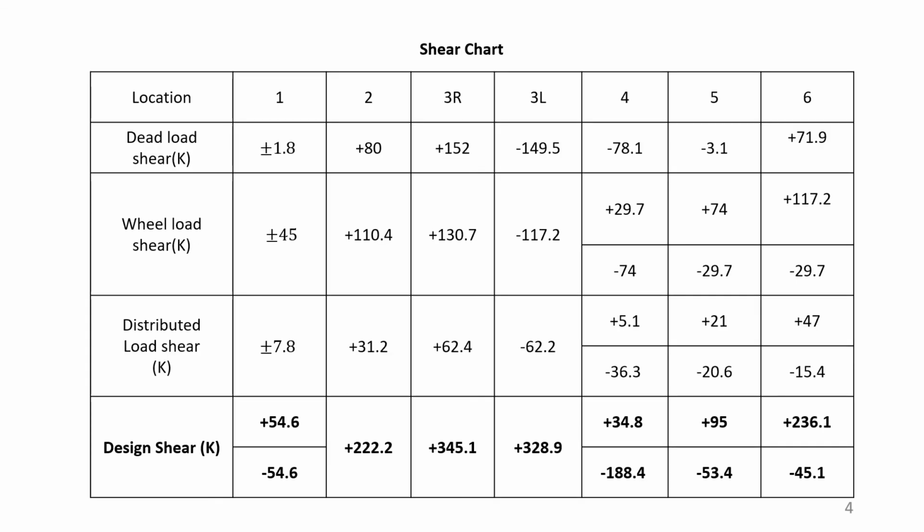On the next page we have shown these locations 1, 2, 3, 4, 5, 6, 3 left and right, and this is the shear chart. Dead load shear we have brought from the previous lessons and listed here. For 1 it is 1.8 and for 6 it is 71.9. Everything is in kips. For wheel load shear, we have to find the maximum wheel load shear, and we have put it in the second line, the wheel load shear column, from the wheel load shear calculation of the previous pages, and the distributed load shear from the previous pages, with plus minus signs.